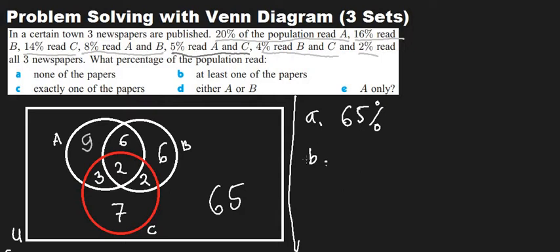B. At least one of the paper. It means all of them, because they all here at least read one, which is 35%. We just count it.